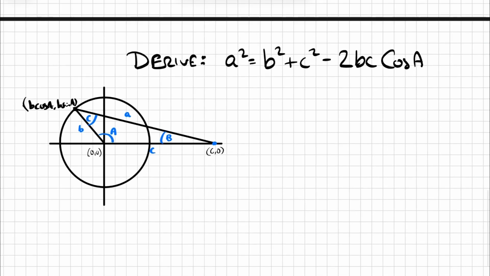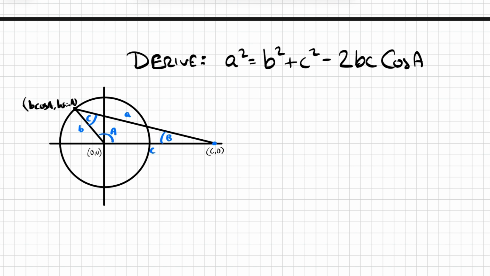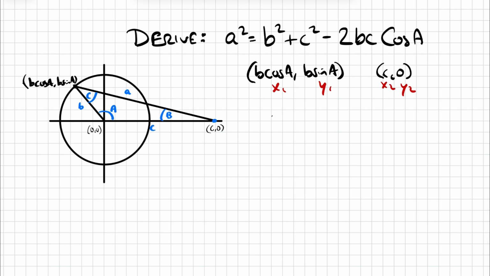So now that we've got the different parts labeled, we're going to consider the distance formula. Your distance formula can be found in your formula booklet, and it's this guy here. And we're going to consider the distance from (c, 0) to this point that we just created. So with that in mind, let's label our two points. We've got (b cosine A, b sine A). I'm going to call this x1, y1, and this x2, y2. And now we're going to do our distance formula. Our distance is the length a, because we're talking about the distance from there to there.